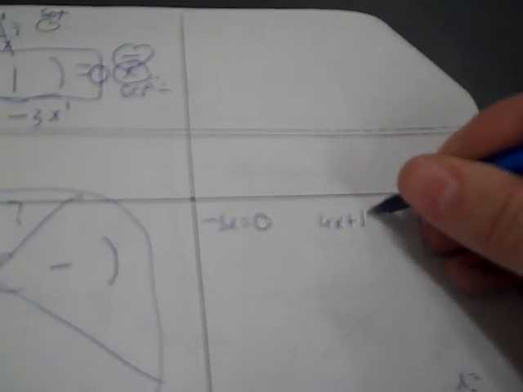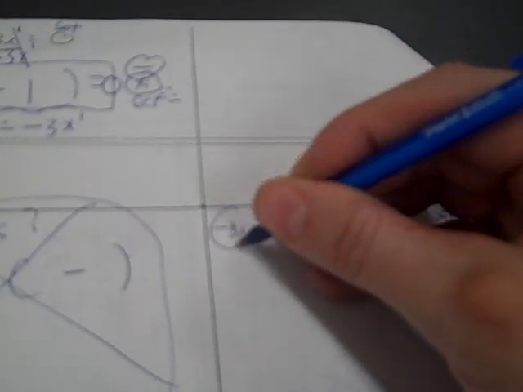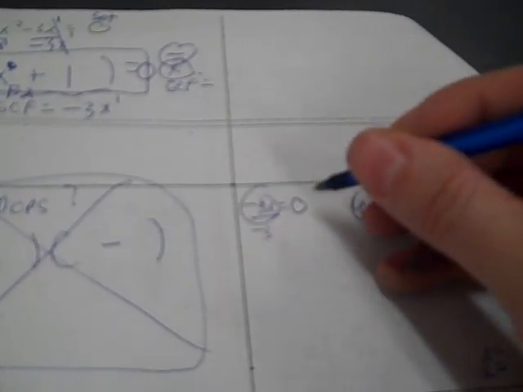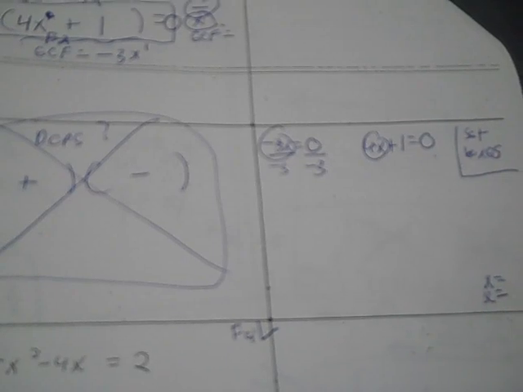So I have negative 3x, that can equal 0. Or I have 4x plus 1, that could equal 0. So I dot my x's and circle them. Here I go straight to divide. I don't need to add or subtract. And 0 divided by any number is 0.